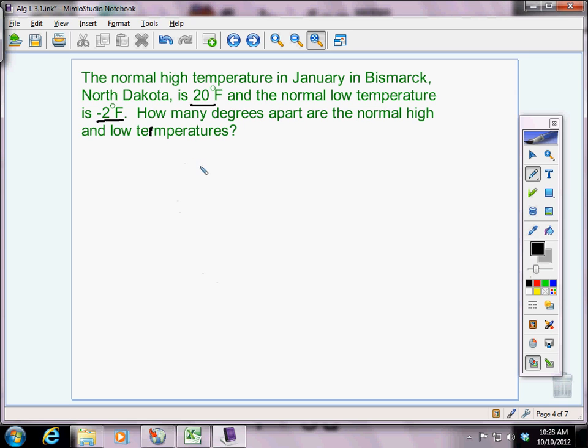In this case, many of you would probably just say, well, we know it's a difference of 22 because if you think of a number line, 20 goes to 0 and then you go down 2 more. Or maybe you would subtract them or something like that. But again, let's think of it in terms of an algebraic equation.